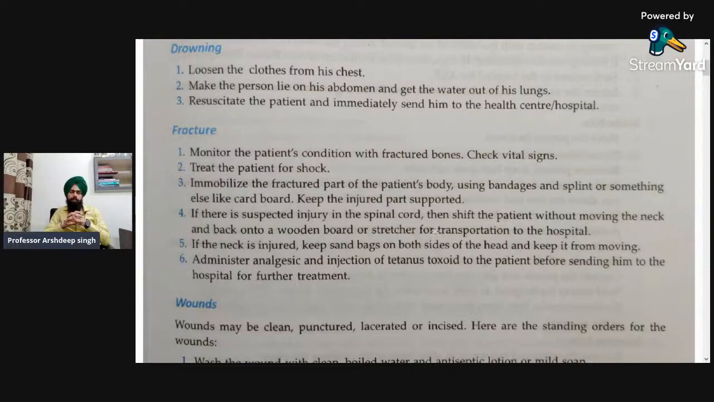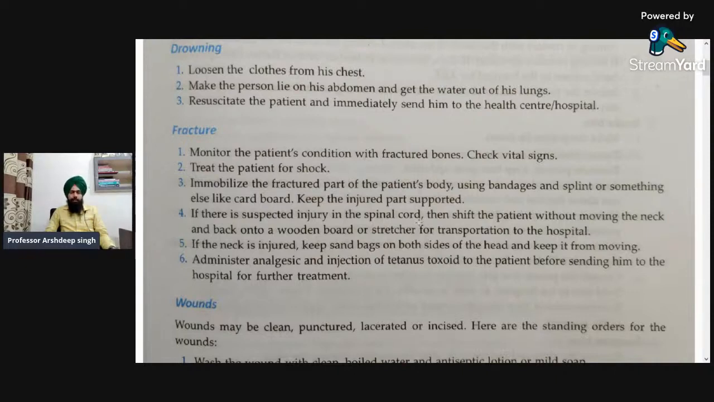Next, treat the patient for the shock. Okay, so fracture can lead to the condition of the shock. So we have to treat the patient, and there will be the signs of the shock. Next, immobilize the fractured part of the patient's body. Like I said, we have to immobilize the part to prevent the injury from becoming mild or severe. So using bandages and splint or something else like cardboard, we have to keep that part immobilized so as to prevent that specific limb or any of the body part from being further fractured.